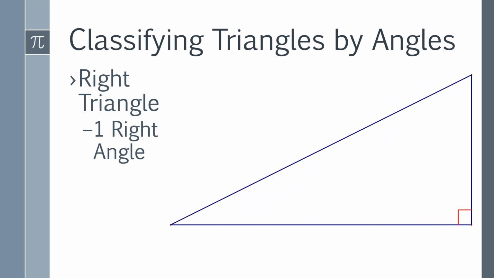Okay, the last triangle that we're going to have classified by angles is the right triangle. And that's got one right angle. And that is always evident by this little symbol right here in the corner, the right triangle, little box that you see there.